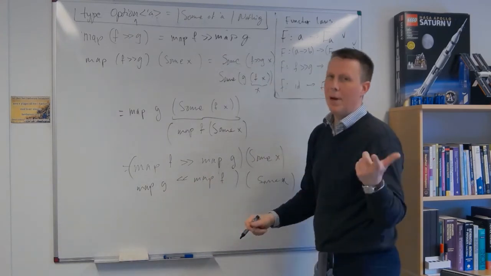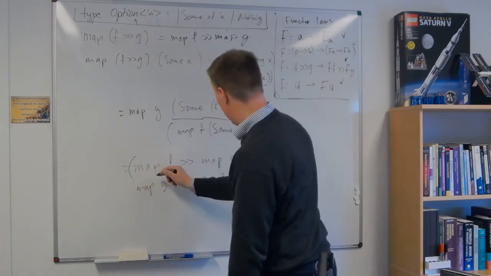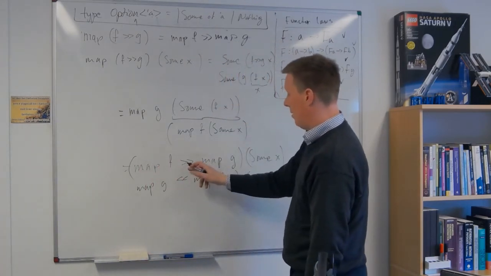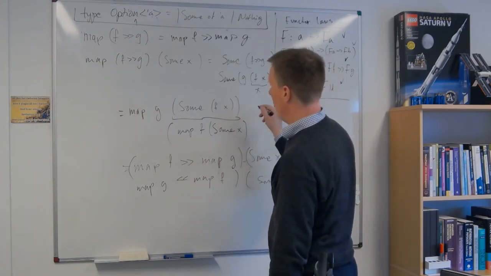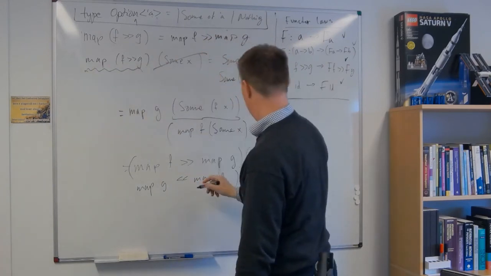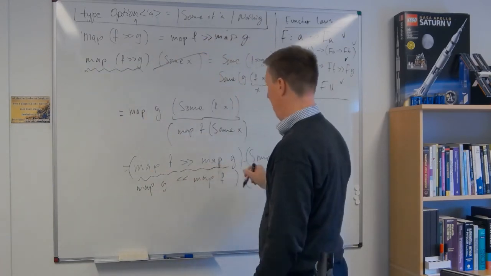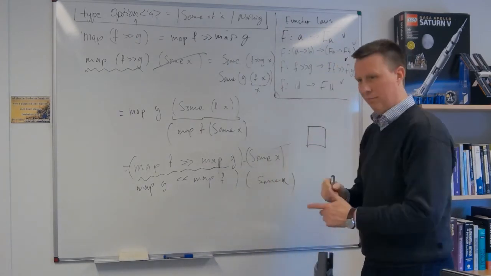Just forward and backward composition. They're the same. And now we see that map f composed with map g on sum x. Well, eta reduction on that thing. And here's the result. And we have shown this thing. QED.